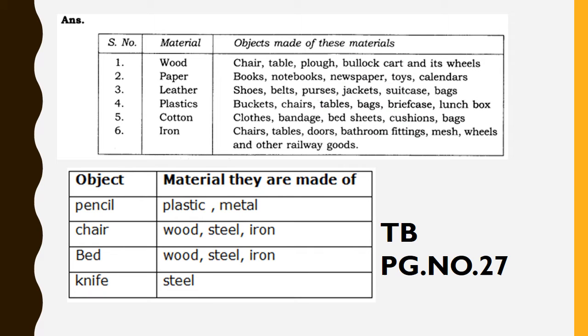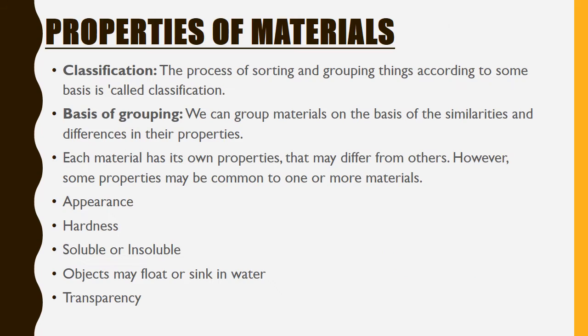So this is the book back exercise. The materials and the objects made of these materials. If we see wood: chair, table, plow, bullock cart, etc. If we see iron: chair, table, bathroom fittings, mesh, wheels, etc. The object pencil is made up of plastic or metal; bed, wood, steel, iron; knife, steel, like that. So, properties of materials.